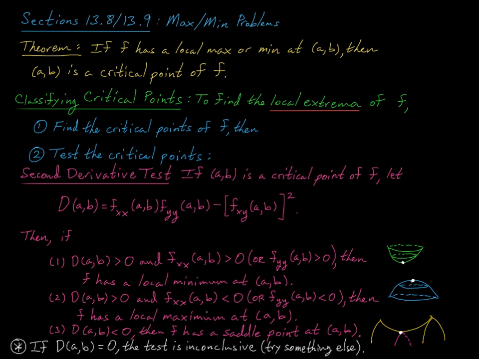Now lastly, it can happen where D at (a, b) is equal to 0. In this scenario, the test is inconclusive. This is kind of what we saw in the last video for the single variable second derivative test. If f double prime at c were 0, the test is inconclusive. So here we're just going to have to try something else, and we'll see some examples in the next few videos to illustrate what that will look like.